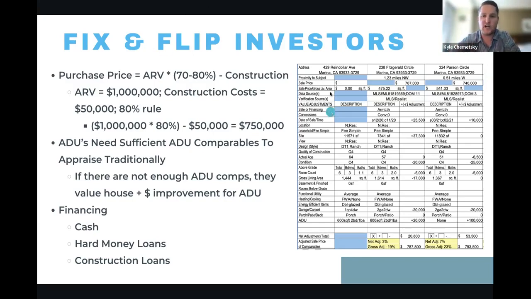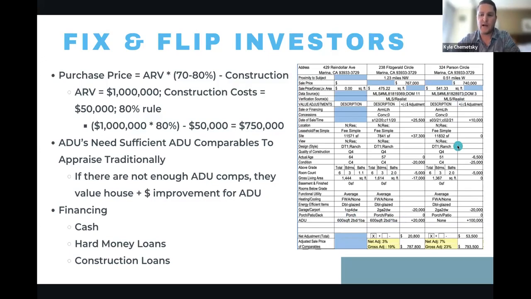So if you look here on this chart, it's a property, 429 Rain Dollar. It's a single family home in Marina. It's 1,444 square feet, and it has a 600 square foot ADU. This middle one right here, 238 Fitzgerald, was a like kind property. It also had an ADU, same size and everything, 600 square foot, 2 bed, 1 bath. So they were very easy to compare to one another.